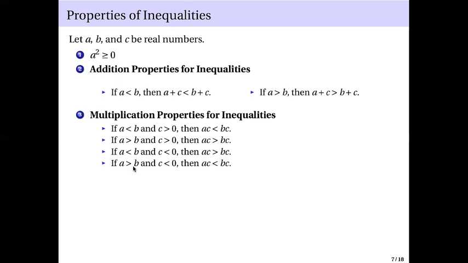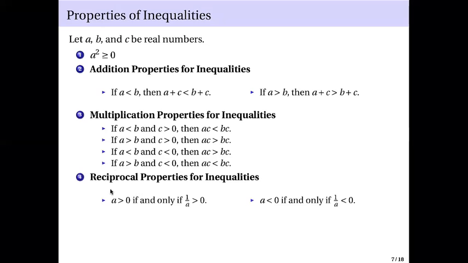And if A is greater than B, and again C is less than 0, then AC is less than BC. Okay? So in summary, if your multiplier is positive, then the inequality will be retained. If your multiplier is negative, then the inequality will be reversed. Okay? So these are very important, especially in solving inequalities.